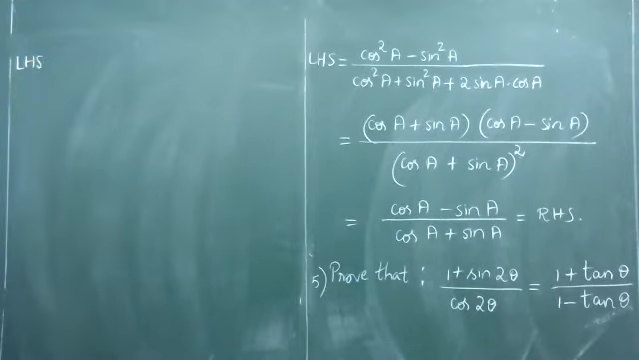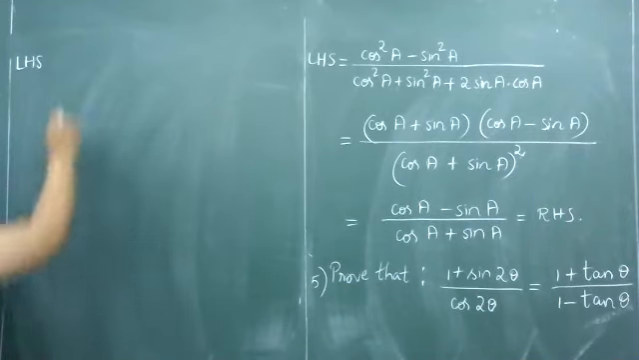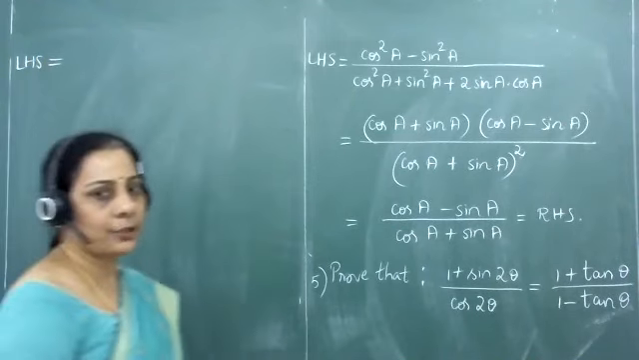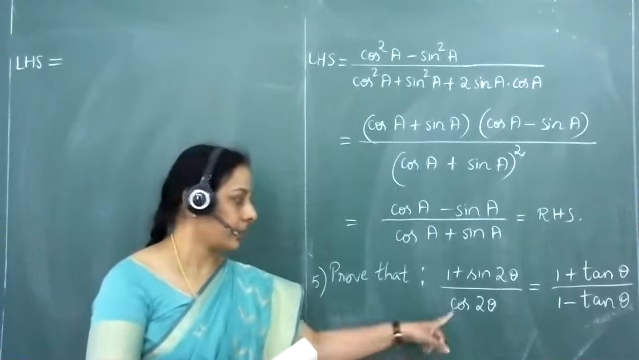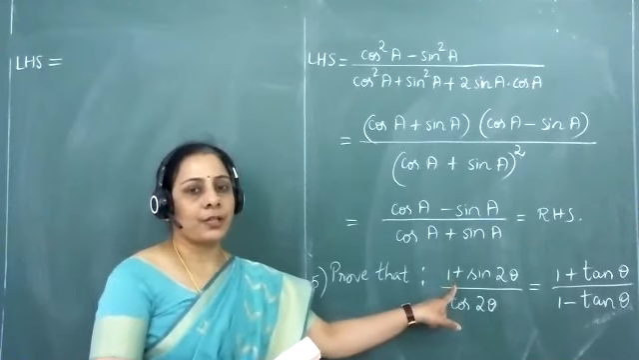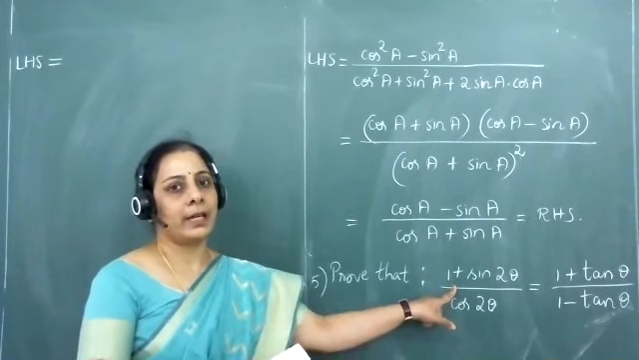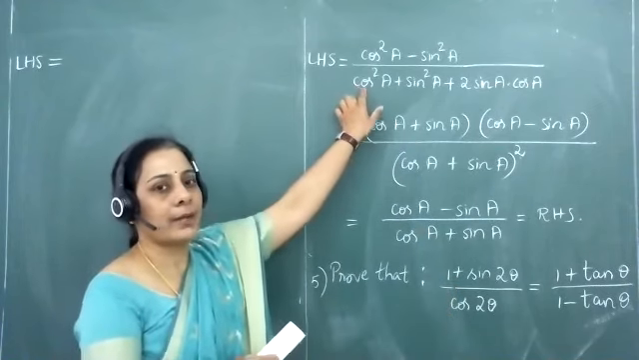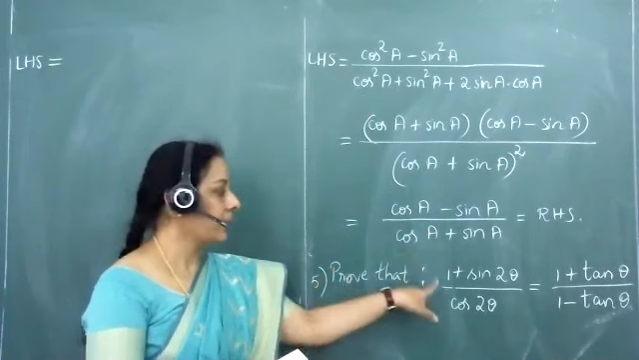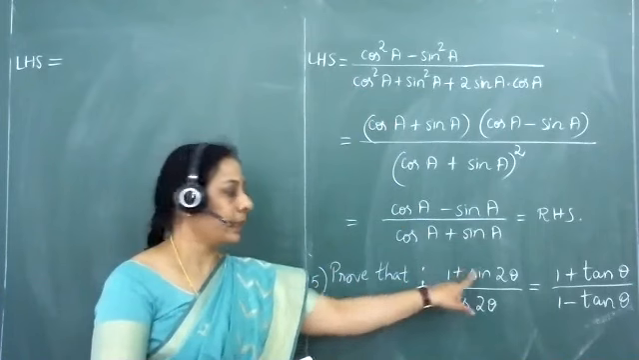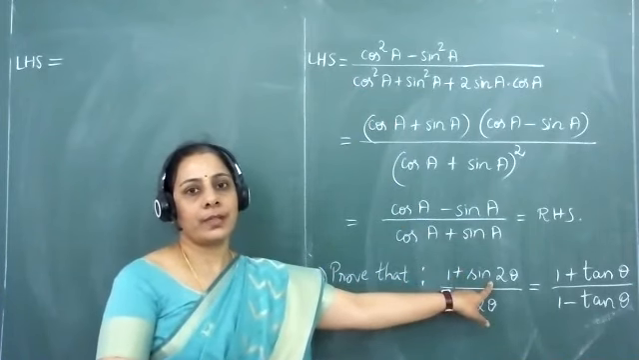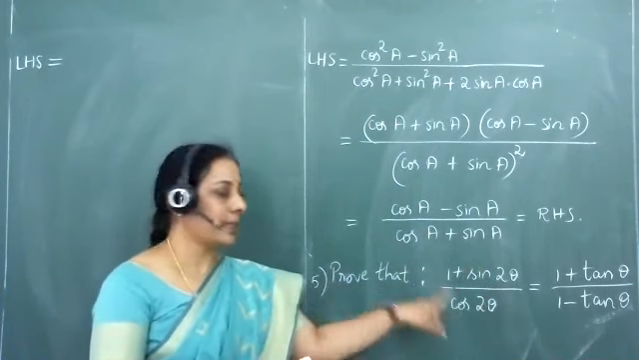Again, here it would be easy for us to prove that LHS is equal to the RHS. So we shall consider the LHS now. We have 1 plus sine 2 theta in the numerator, cos 2 theta in the denominator. This 1 plus sine 2 theta in the numerator will have to be rewritten as we have done in the previous question. We shall express 1 as sine square theta plus cos square theta, and for sine 2 theta we will use 2 sine theta into cos theta.